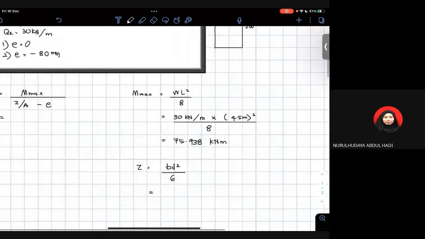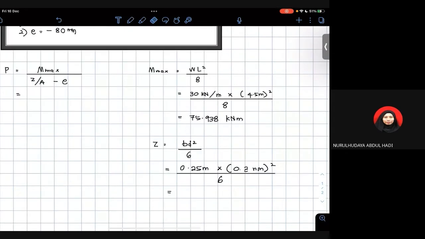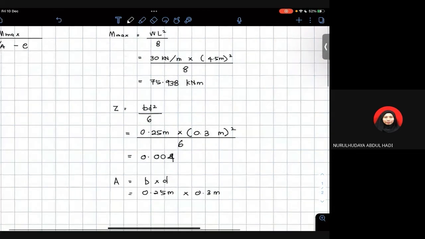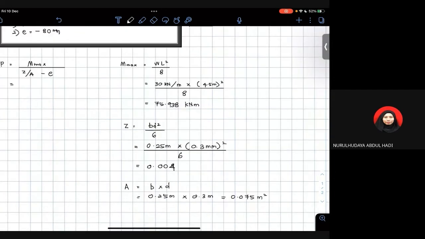B is 250, so it becomes 0.25 meter. And D is 300 millimeters, 0.3 meter. My answer is 0.004. And A is B times D. You will get 0.075. We already have all the values, and the eccentricity is given. So just put them into your formula.